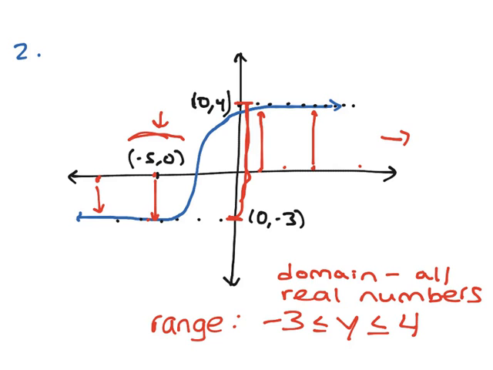To finally recap, the domain is the set of all possible x values of a function, and the range is the set of all possible y values. Make sure not to switch them.